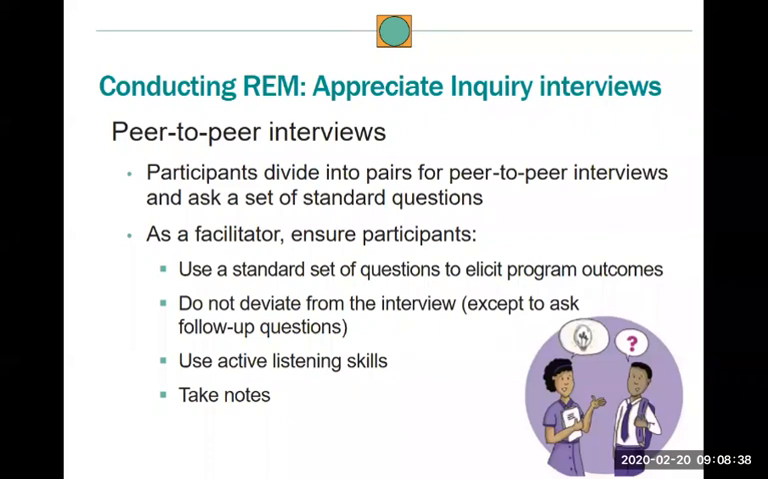So they basically take turns to interview each other and to answer the questions. The facilitators should keep time and announce when it's time to switch the role of interviewer and interviewee. And then all the participants come back together and share in the next part. So during this appreciative inquiry interview portion, the facilitators should encourage participants to take notes as they're interviewing.